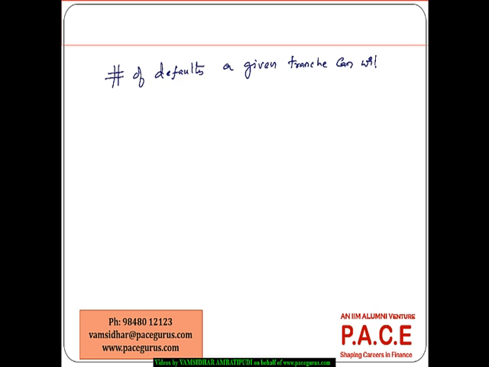What could be the minimum number of defaults or maximum number of defaults a given tranche can really withstand? I can very well talk about it as n times x divided by 1 minus recovery rate. What do I mean by this? N is the number of names in the index, so typically 125 in the two major indexes which we talked about. There are 125 names in the index.